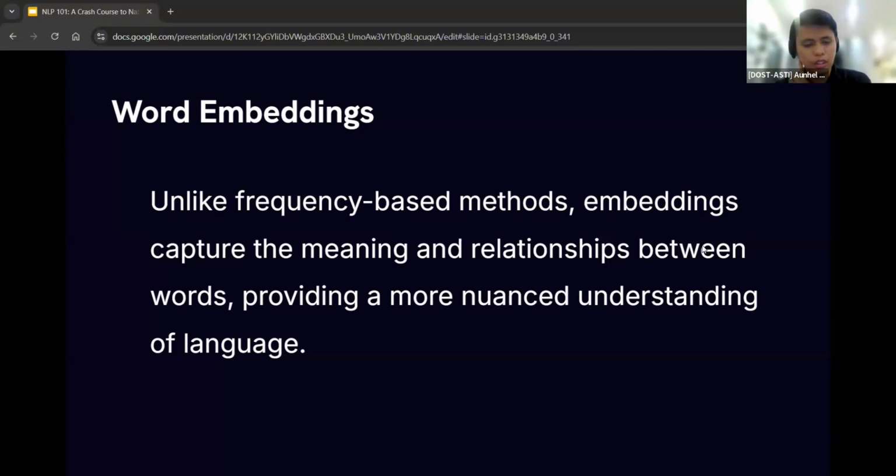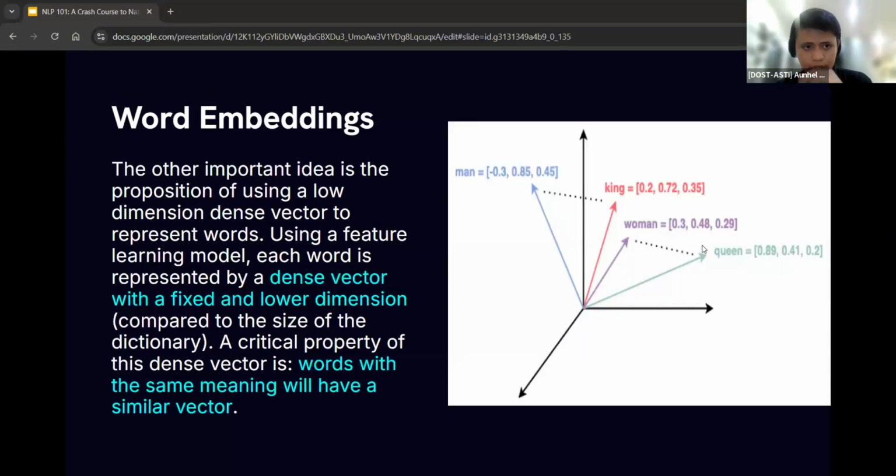So what it did is it represents words using a feature learning model. Each word is represented by a dense vector with a fixed and lower dimension. Unlike earlier, where it depends on the vocabulary, word embeddings are fixed, so you can set the dimensionality of the word vectors. Let's say you want to represent it in only 50 dimensions, or say 20 dimensions. You can do that.